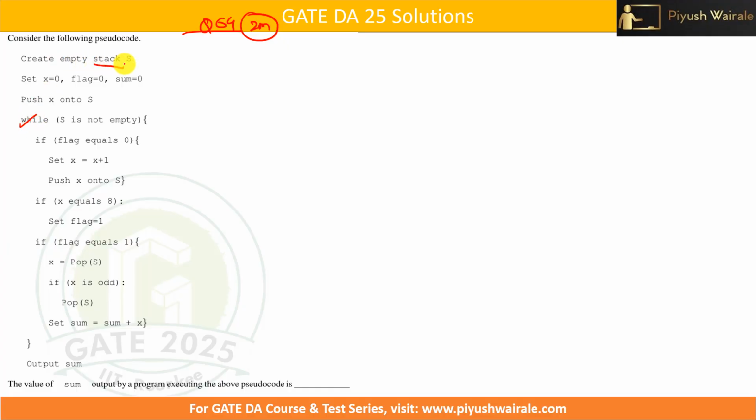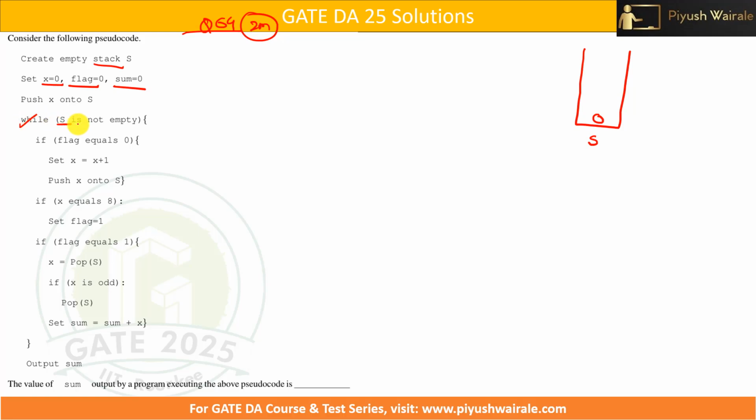Create an empty stack S. I hope everyone knows what a stack data structure is. We already discussed it in the course, right? So let's say for example, we have created one stack here. Set x equals 0, flag 0, sum 0. Push x onto S, x value is 0. So we are pushing 0 into S, that's it.